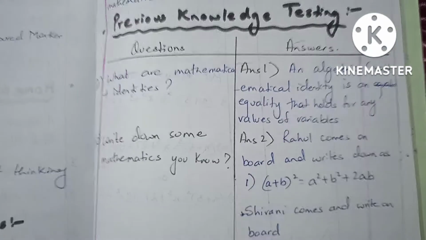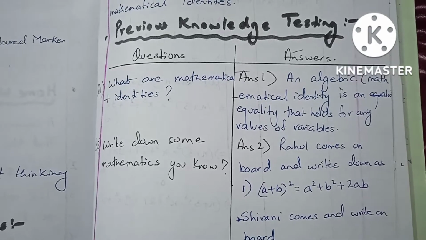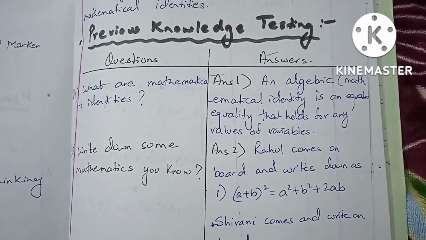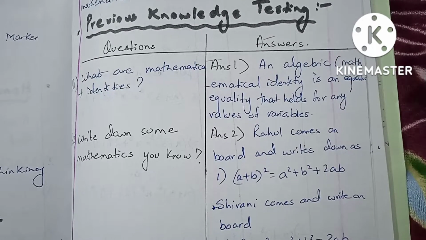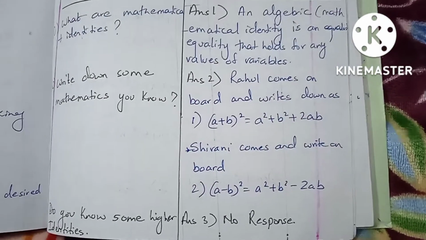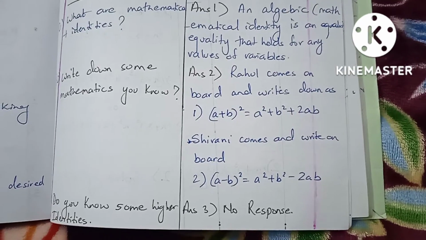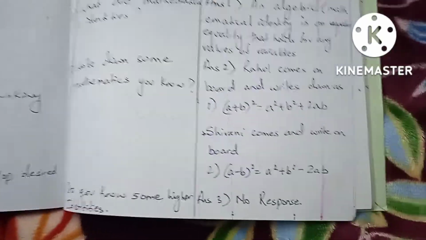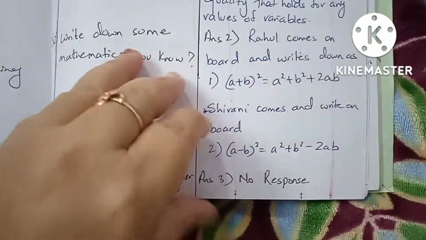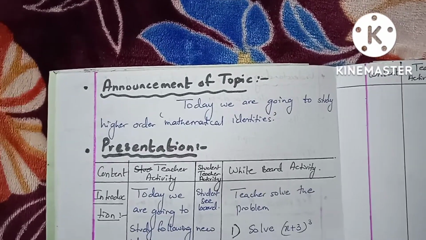Next is, write down some mathematical identities you know. This was the second question which the teacher asked the students. Rahul comes to the board and writes down the formula (a plus b) square is a square plus b square plus 2ab. Then Shivani comes to the board and writes (a minus b) whole square is a square plus b square minus 2ab. The teacher asks, do you know some higher identities? There is no response. So now the teacher announces the topic: today we are going to study higher order mathematical identities.